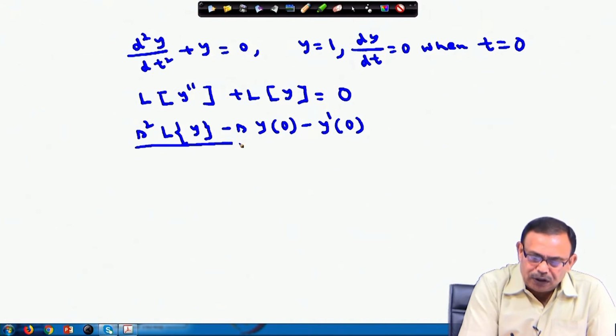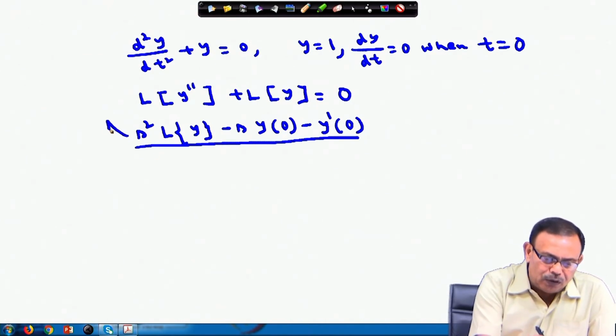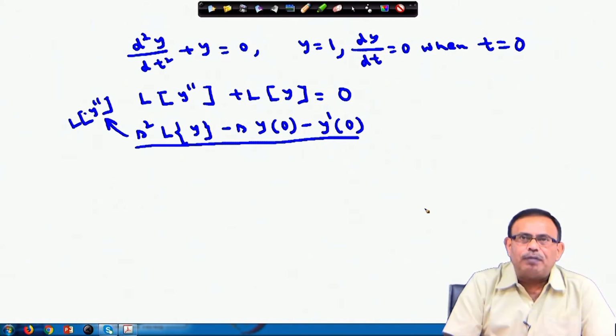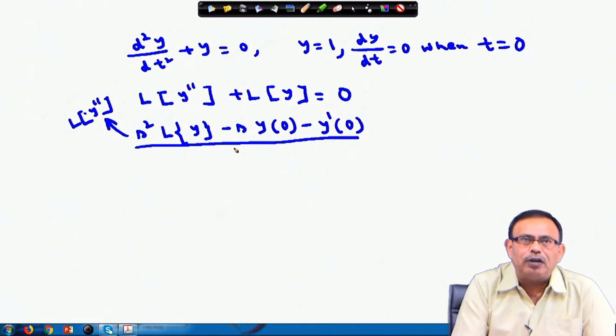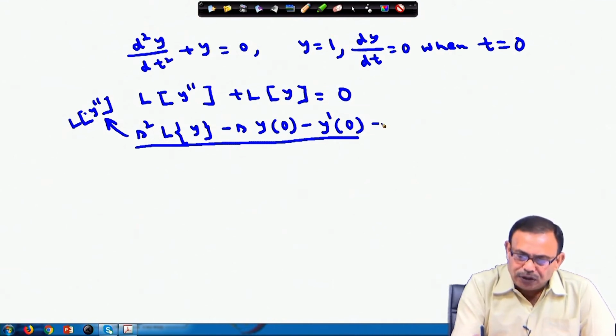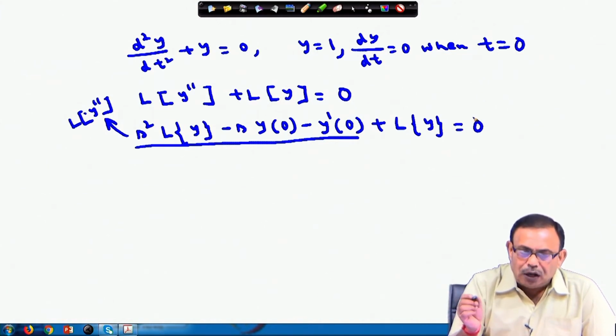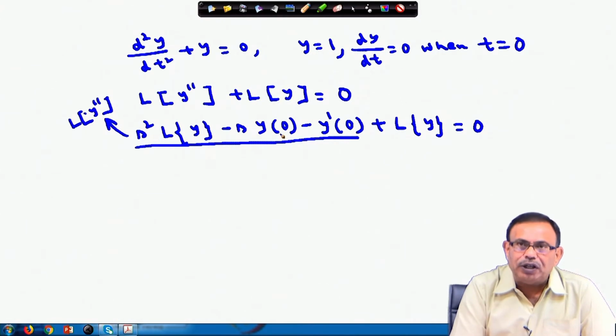This is the Laplace transform of y double dash, from the definition we have done earlier. Laplace transform of y double dash is s² Laplace transform of y minus s y(0) minus y dash 0, plus Laplace transform of y. This equals 0. Now, y(0) is 1 from here, and also y dash 0 is 0, because y is 1 at t equals 0, and dy/dt is 0 at t equals 0.